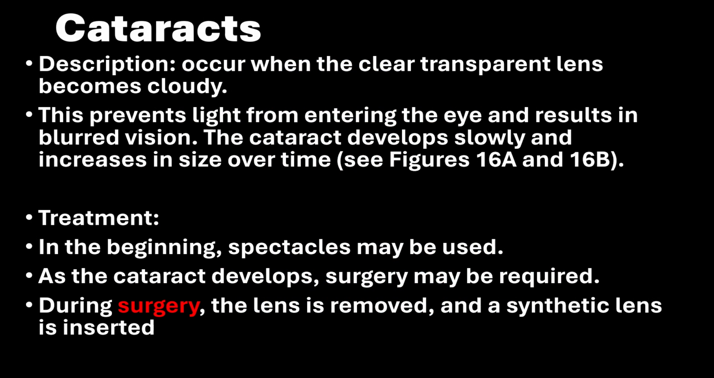What about cataract? Cataract refers to a condition where the clear, transparent lens becomes cloudy and prevents light from entering the eye, and this results in blurred vision. Cataract develops slowly and increases in size over time. And how do you treat it? By using prescribed spectacles, and then surgery may be required, and a synthetic lens can be inserted to replace the normal lens.